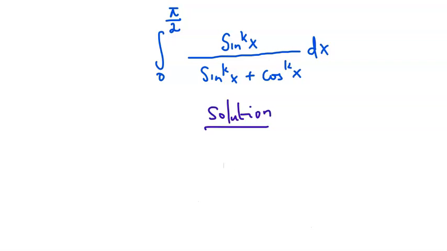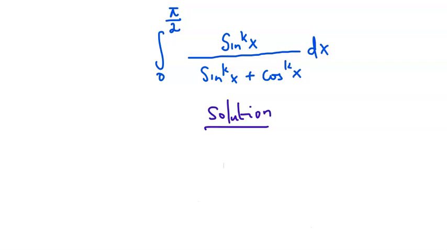Today we have this interesting integral. And today we have a definite integral, right? The integral from 0 to pi over 2 of sine of x to the power of k divided by sine of x to the power of k plus cosine of x to the power of k dx, for all k. Can we solve this problem? Let's see how we're going to solve this problem, okay?